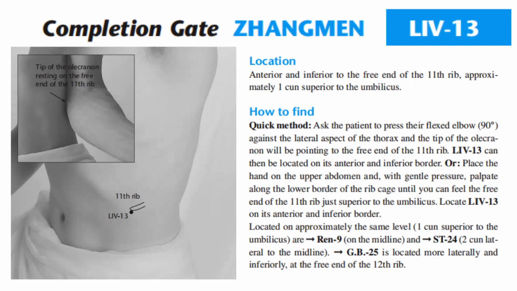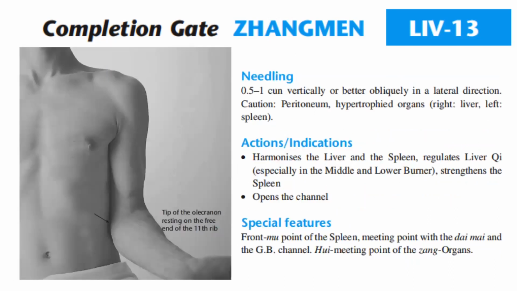Located at approximately the same level, 1 cun superior to the umbilicus, are Ren 9 on the midline and Stomach 24, 2 cun lateral to the midline. GB 25 is located more laterally and inferiorly at the free end of the 12th rib. Needling: 0.5 to 1 cun vertically, or better, obliquely in a lateral direction.